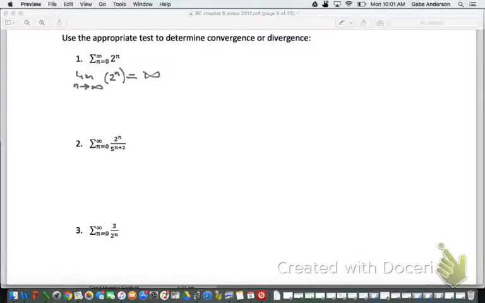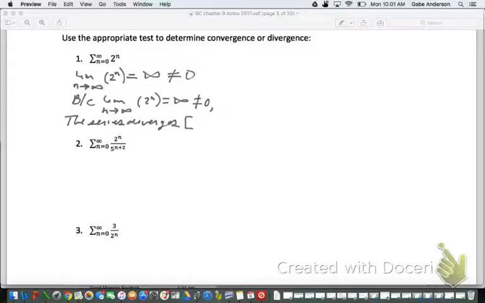So yeah, infinity. And so what is the most important thing about infinity in this case? It's not 0. Yeah, that's exactly right. So we can say not equal to 0, and so we can come to a conclusion right now. Because the nth term is not heading towards 0, we can say something like this. Because the limit as n goes to infinity of 2 to the n doesn't equal 0, the series diverges.